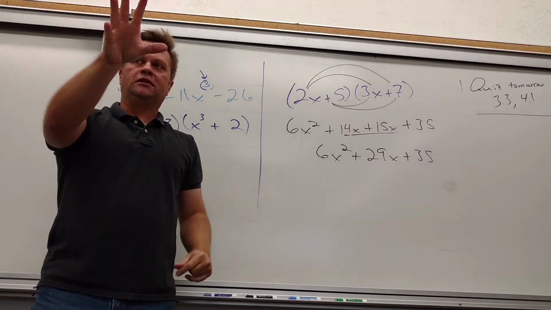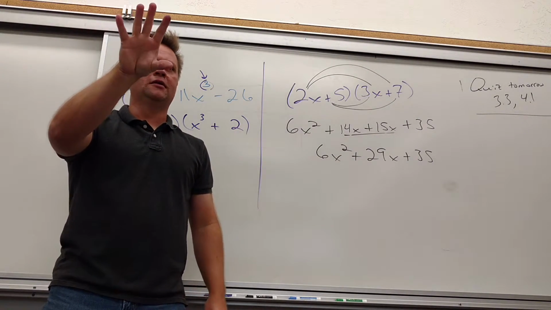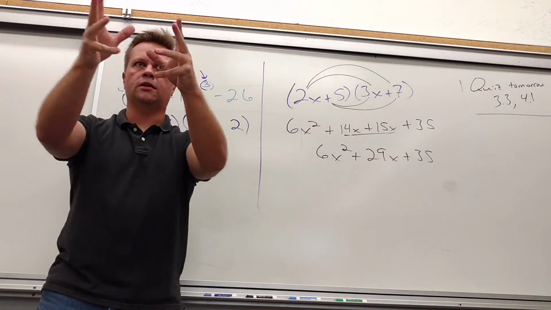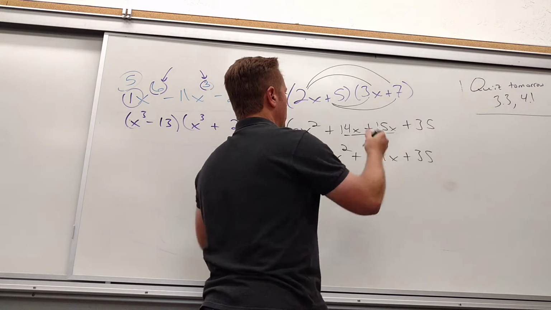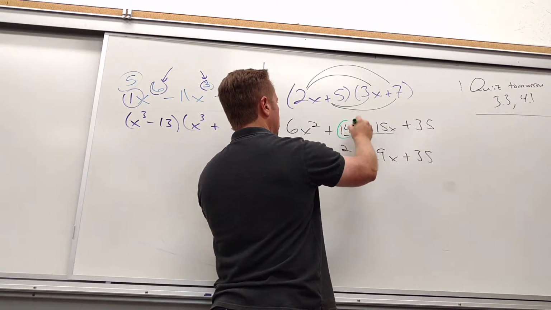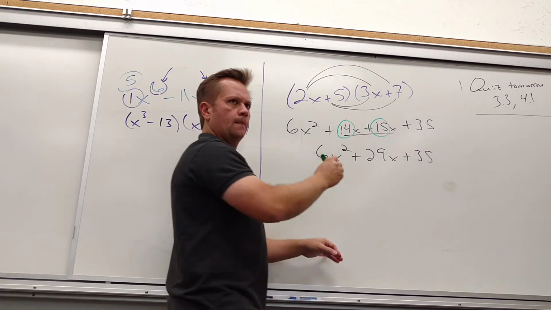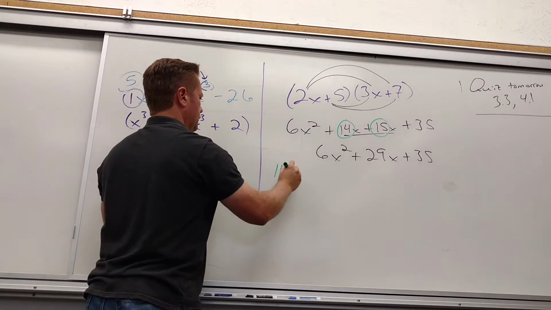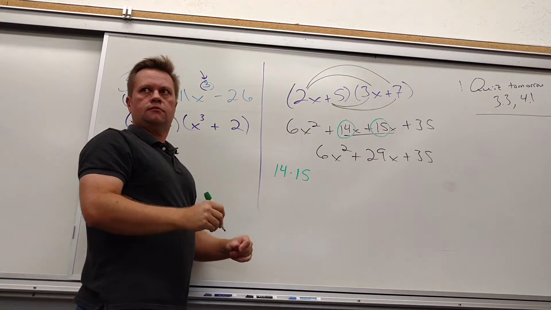But here's a really, really weird kind of thing. But on the other level, it's kind of not really weird at all. But let's see if you guys get this. Help me out. What is 14 times 15? 14 times 15. 210.